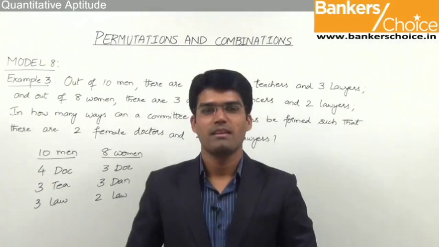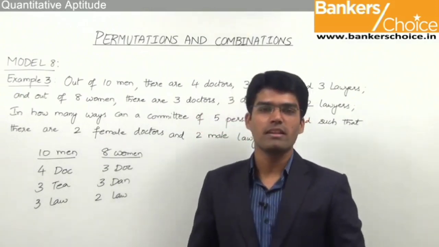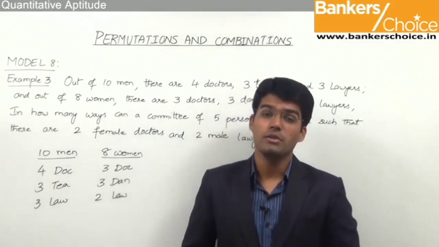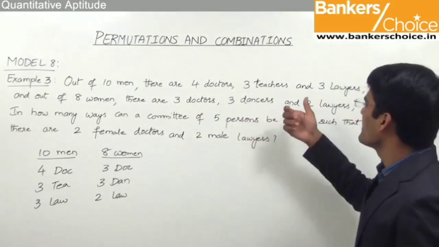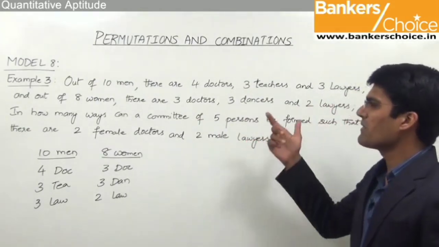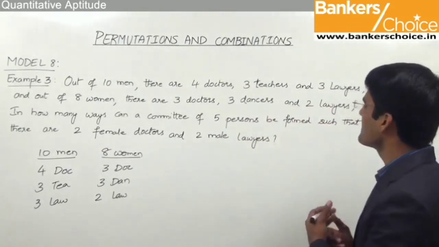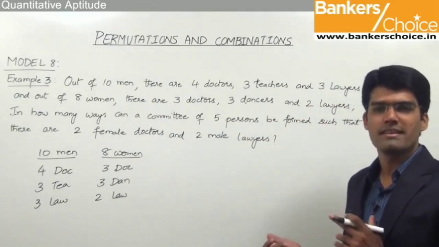Let us now take the third example from model 8, where again we are going to take a new condition. Again the similar data. Out of 10 men, there are 4 doctors, 3 teachers, 3 lawyers. And out of 8 women, there are 3 doctors, 3 dancers and 2 lawyers. So different genders and different professions.